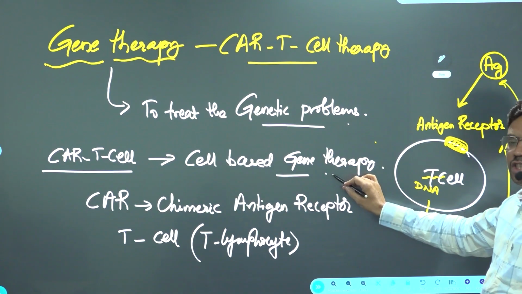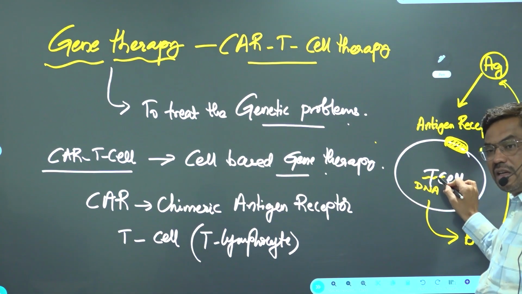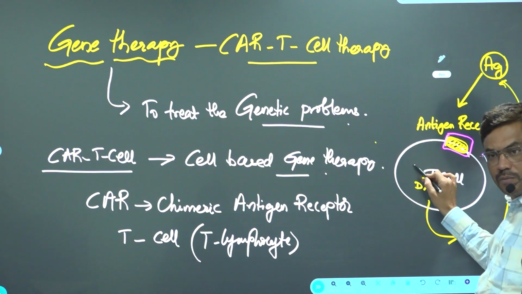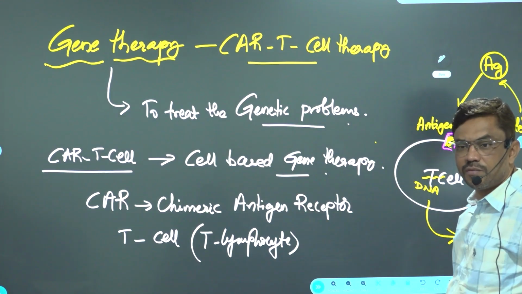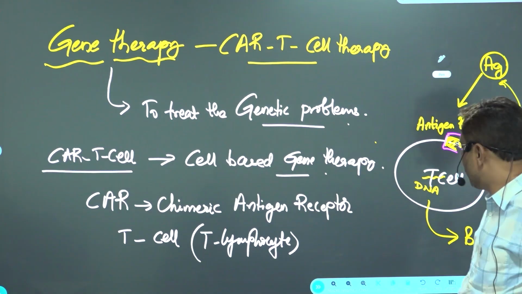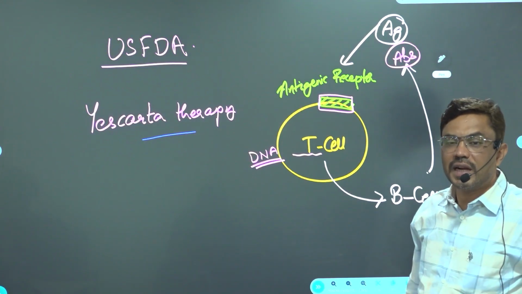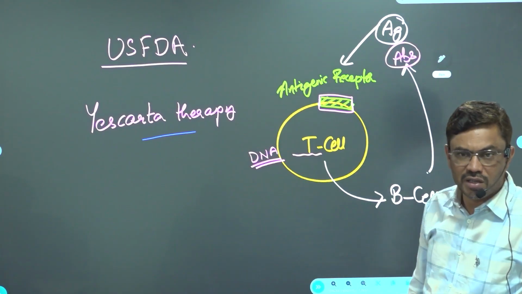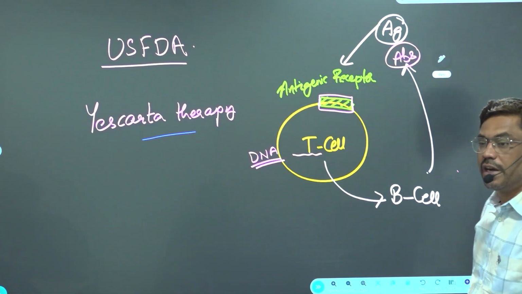It is a cell-based gene therapy. Within the T lymphocyte cell, the genetic material is altered in order to make this antigenic receptor work continuously. This is called CAR T cell therapy. You remember this abbreviation, that's enough: chimeric antigen receptor T cell therapy. This was approved by the US FDA, United States Food and Drug Administration. This is also called Yescarta therapy. Right? And the next one is gene editing.